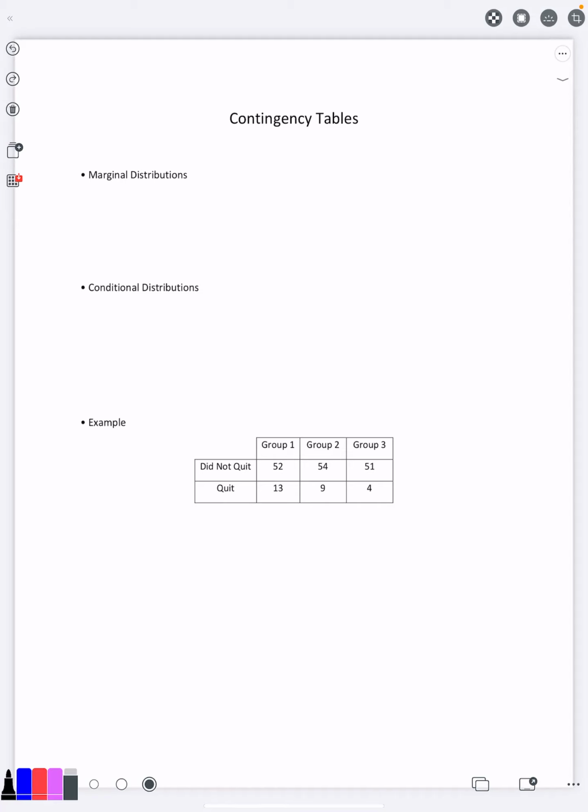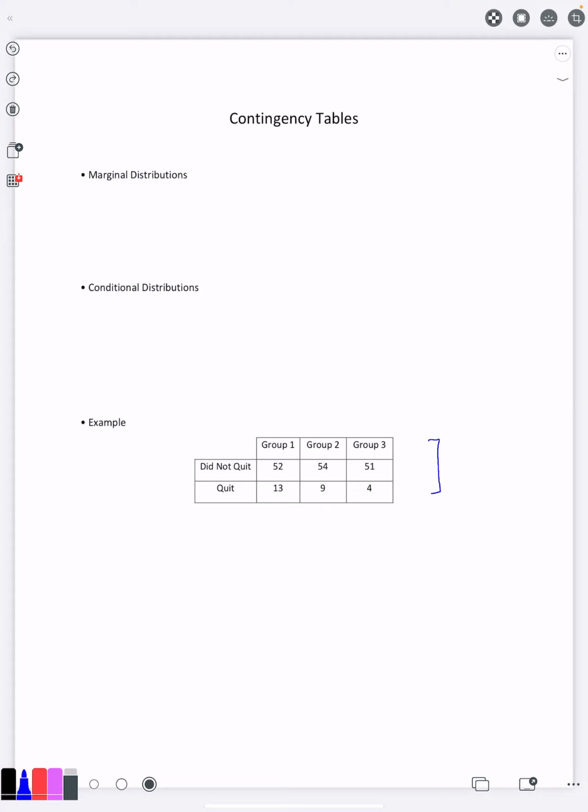In this video, we're going to learn about something called contingency tables. Before I get into the actual topics called marginal and conditional distributions, I want to point out the example we have. So this is what we're looking at when we're talking about a contingency table. It's just a table of data values where you are breaking up individuals in your sample into different categories based on the values of, it looks like, two different qualitative variables here.